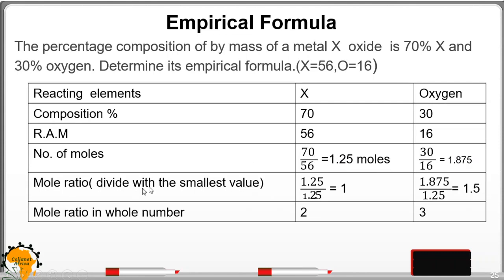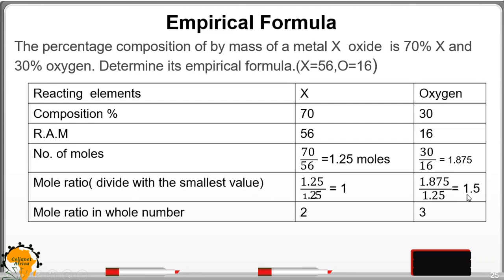So after you have done that, divide by the smallest value. This is where most students make a mistake. You don't stop at this step and then write the empirical formula. You must first of all divide by the smallest value. After getting the number of moles, you divide by the smallest value, which is 1.25. When you divide, you get 1, and you divide the other one by the same value, you get 1.5. In this case, the ratio is 1:1.5. This is not nearer to 2 or to 1, so it is in between 1 and 2.